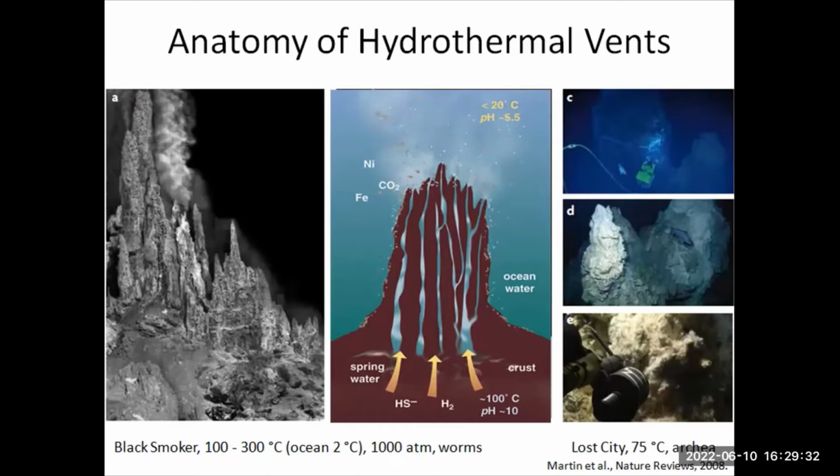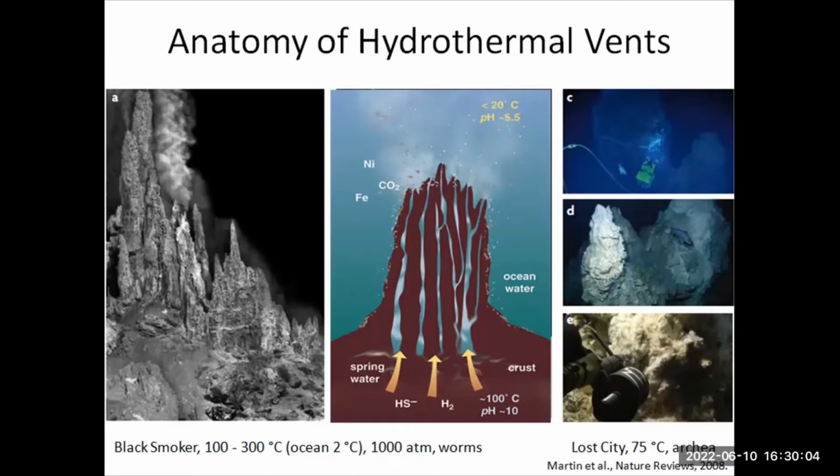So for example, in the black smokers, we have 100 to about 300 degrees centigrade, okay? And that's at an ocean temperature at those depths of about between 2 and 4 degrees centigrade. And if we're below like 5 kilometers of water, which are some of these ocean ridges, we're at pressures of about 1,000 atmospheres, so extremely high pressures.